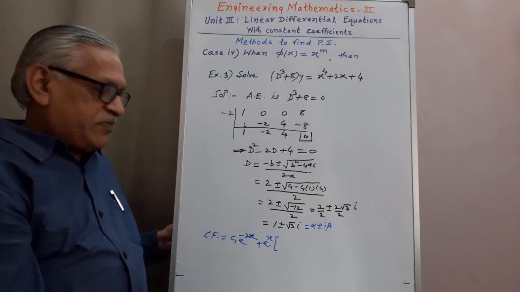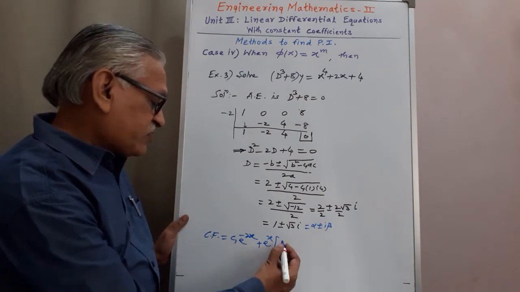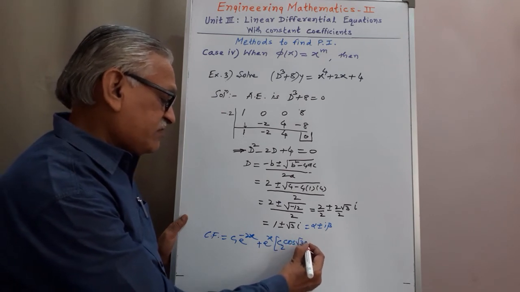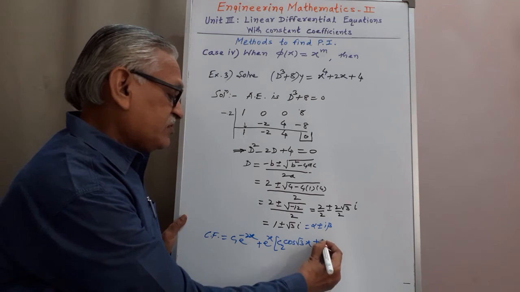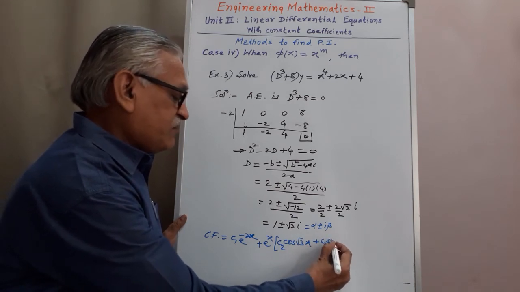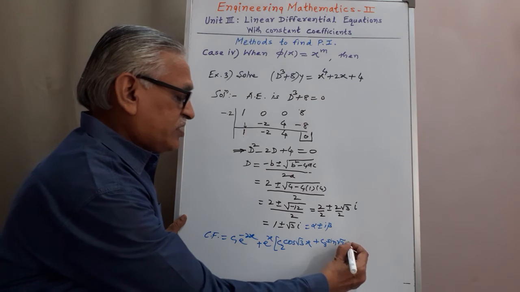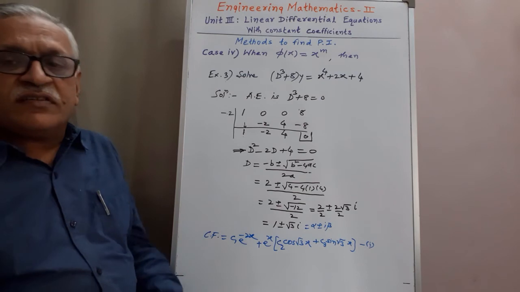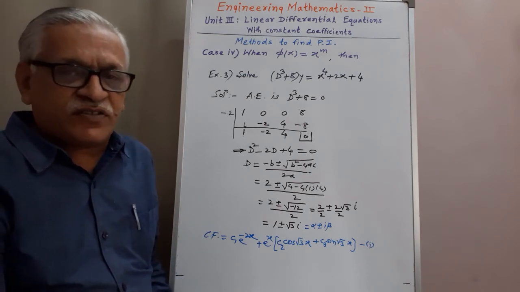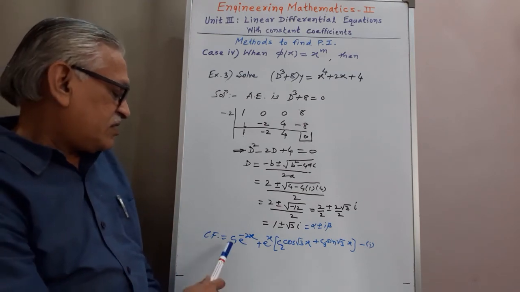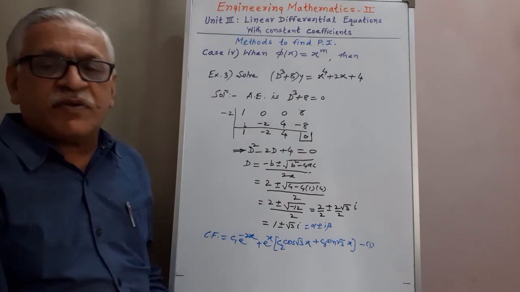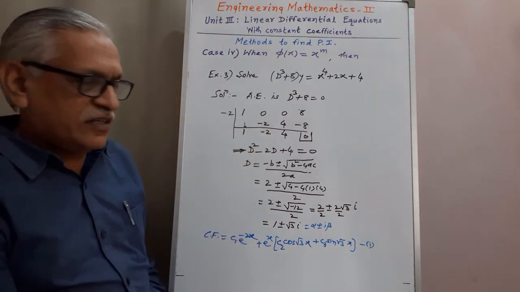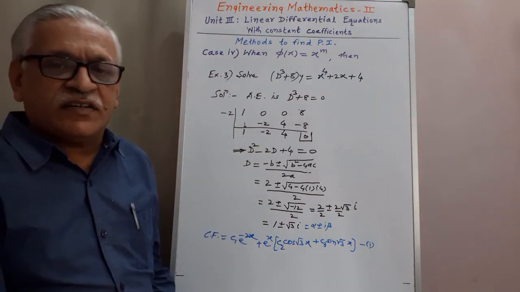C1 cos beta x plus C2 sin beta x, and here we use the next constant, that is C2 cos of beta x, root 3x, plus C3 sin of root 3x, and we call this equation 1. That is the CF part, the complementary function part, containing 3 arbitrary constants C1, C2, C3, and the order of the differential equation is 3, and therefore whatever solution we obtain, it is a general solution.